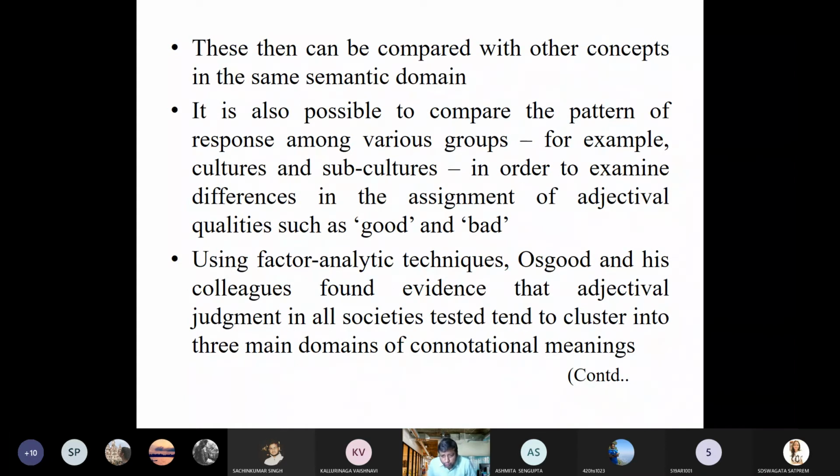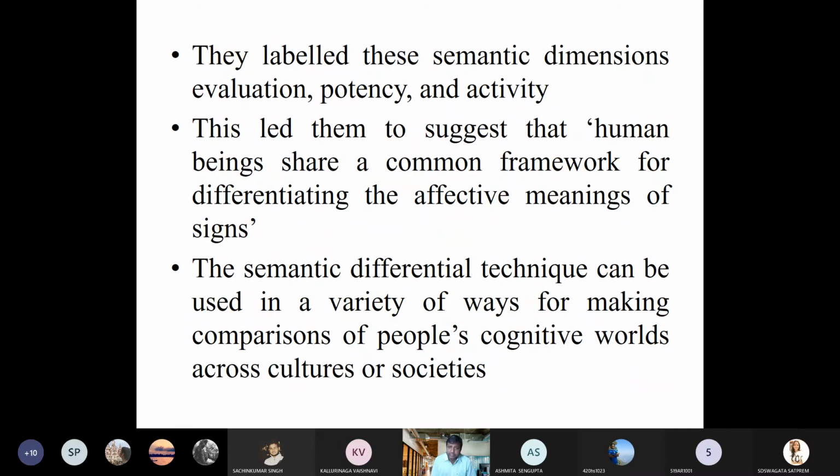Suppose we want to measure good and bad things. What we can do is formulate a scale in such a way that the good and bad things can be well measured. Using factor analytic techniques, Osgood and his colleagues found evidence that adjectival judgments in all societies tested tended to cluster into three main domains of connotational meaning. They labeled this semantic dimension evaluation, potency, and activity. Human beings share a common framework for differentiating the affective meaning of signs.